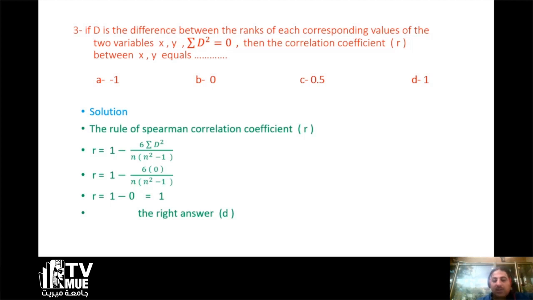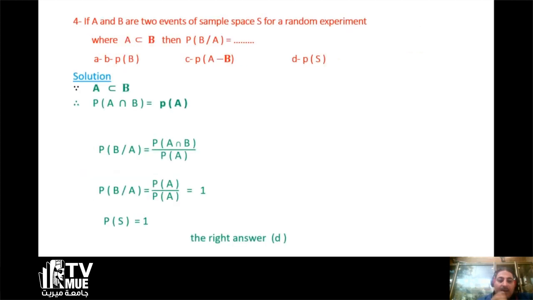The next question: rolling a regular die once, the probability of appearing an odd number if the number is less than 4. We let A be appearing an odd number. The odd numbers on the die are 1, 3, 5. And we let B be appearing a number less than 4. And we get the intersection between them. The intersection between A and B is 1 and 3. And here we write the rule: the intersection over B, 2 over 3. 2 over 6 divided by 3 over 6, so we get 2 over 3. That means the right answer is B.